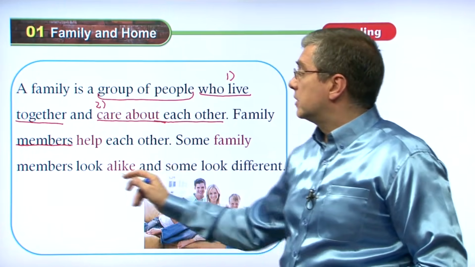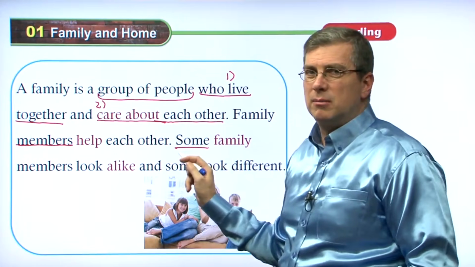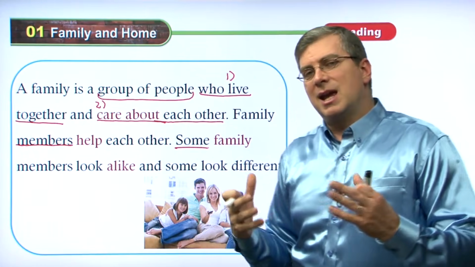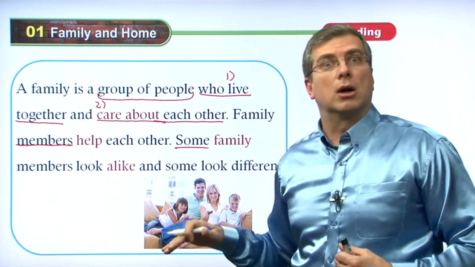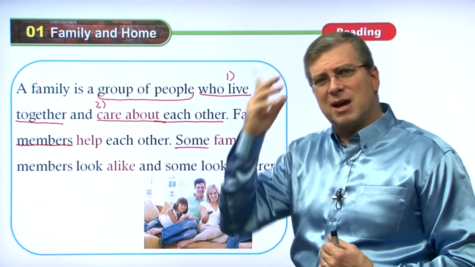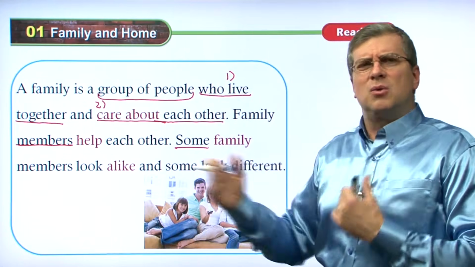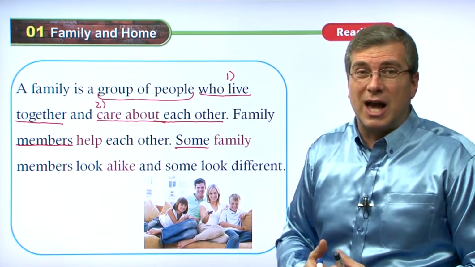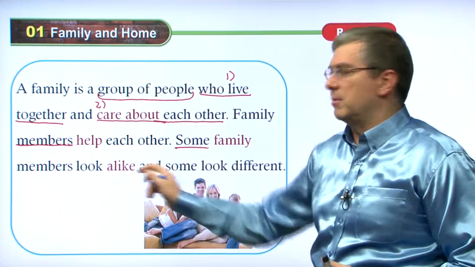Some family members look alike. Now, some, right? It's not all. Because, again, I gave you the example before of my brother. My brother is actually taller than me. He's younger, but he's taller. And he doesn't really look a lot like me, right? He's got blonde, curly hair. My hair is brown and straight. So we're brothers, but we don't really look alike. But we do think alike, we do act alike. So not all family members look alike.